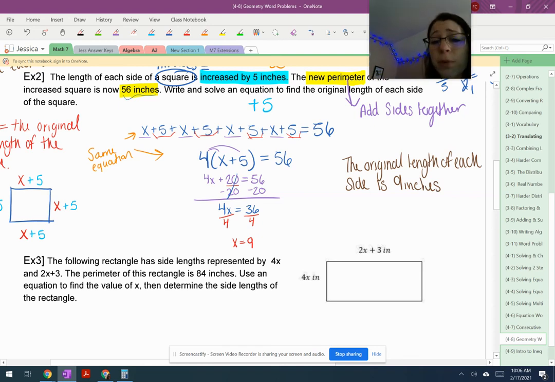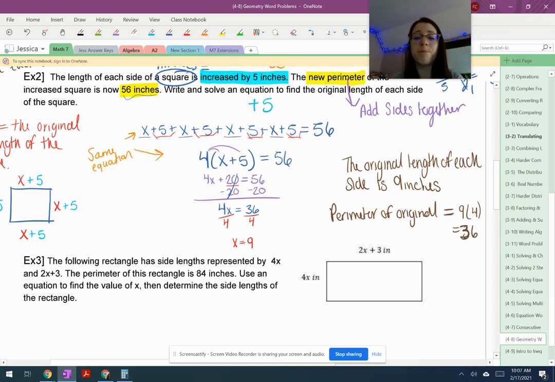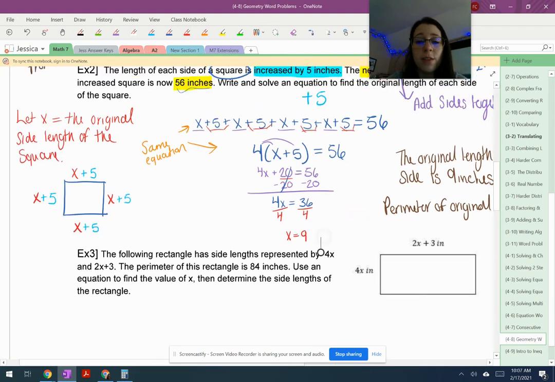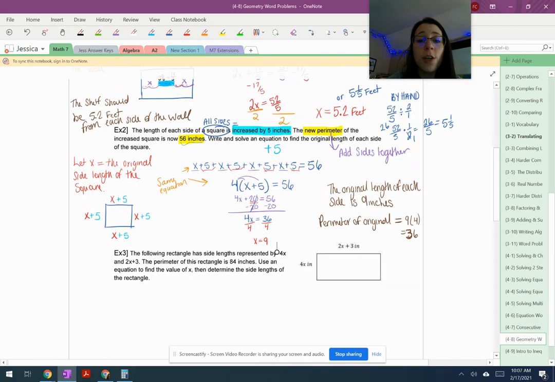And we could find the perimeter of the original square would be equal to 9 times 4, which would be equal to 36. Boom. Which makes sense because we increased it by 5 inches on each side, which would be a total of 20, and 36 plus the 20 gives me that 56 as our perimeter. So that's it. That's all for example 2.